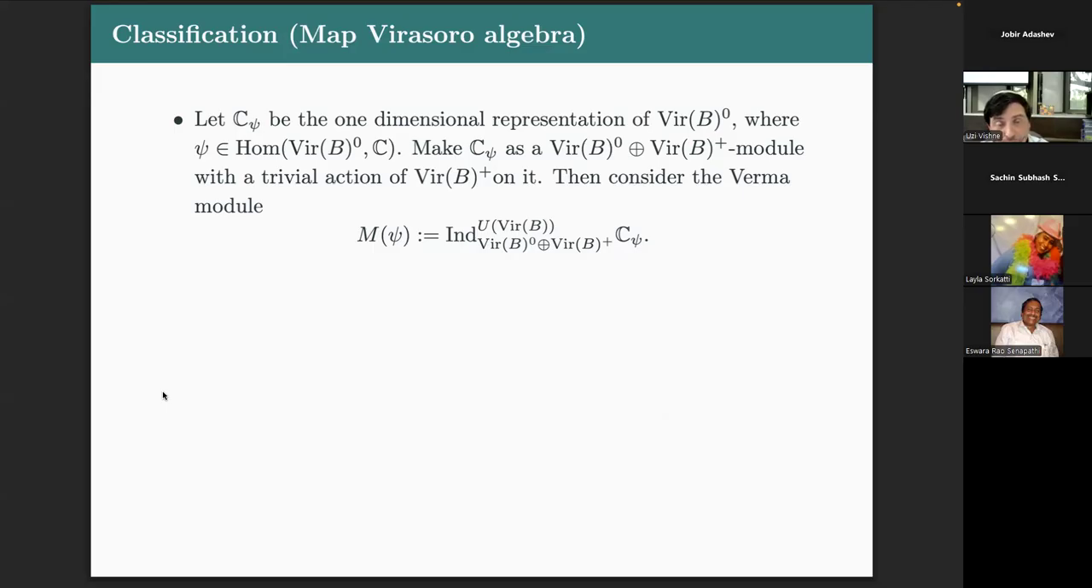Unlike the Vir case, here you need to worry about the finite dimensionality of weight spaces, and there are results for it. By standard representation theory, one can prove that V psi is the unique irreducible. There exists a maximal submodule for M psi, and the quotient is a unique irreducible module.